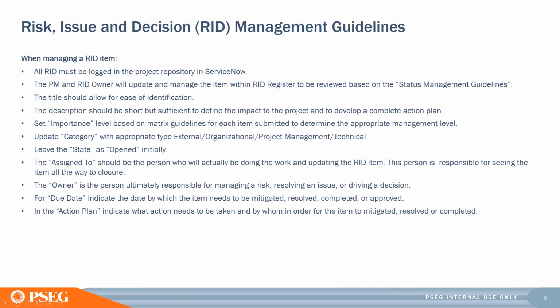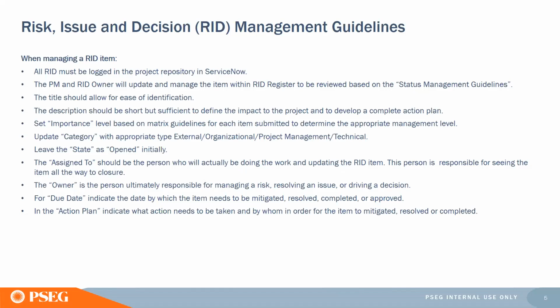So when we manage a risk, issue, or decision for a project, all items must be logged in your project repository in ServiceNow, and we'll have a look at that in a future slide. The PM and the RID owner will update and manage these items in the RID register. Guidance around your title: it should allow for easy identification of your item. The description should be short, but sufficient to define the impact to the project, so you can develop a complete action plan. You set the importance level based on the matrix guidelines that we looked at earlier.